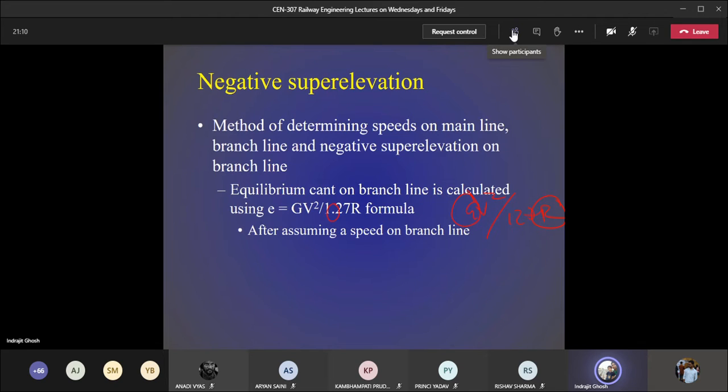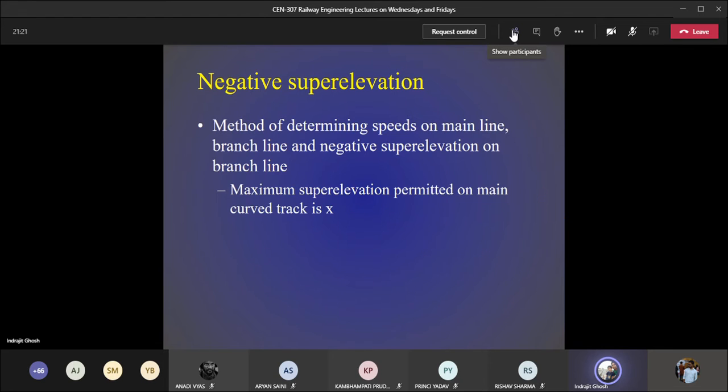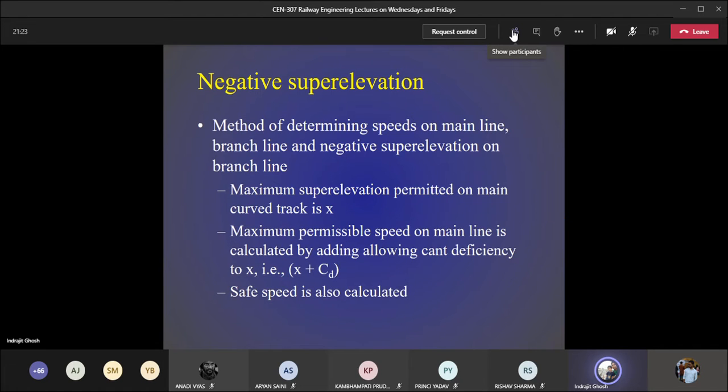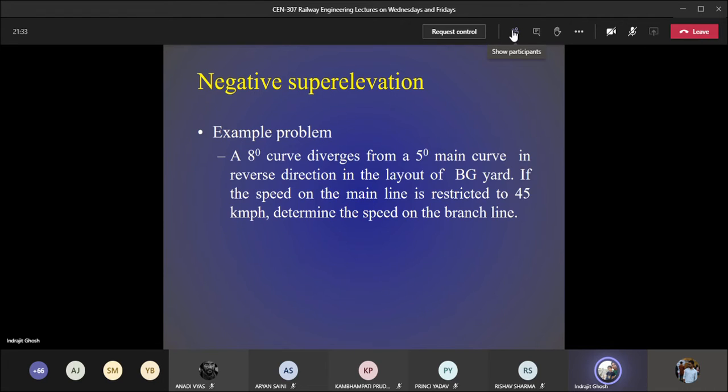Be careful about the units. There most of the students make mistakes. They get a very high value or they write the unit wrongly. So be careful. There are certain things which I have written, but I will not discuss those because they are just theoretical. So I thought that I will explain how we come up with the value of the maximum speed either on the main line or branch line using a problem.